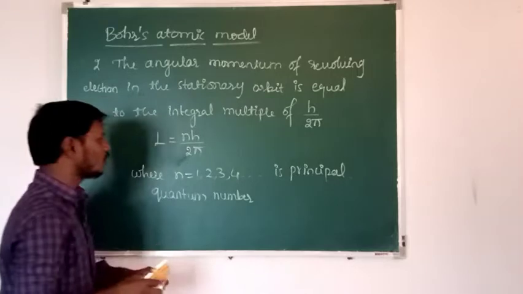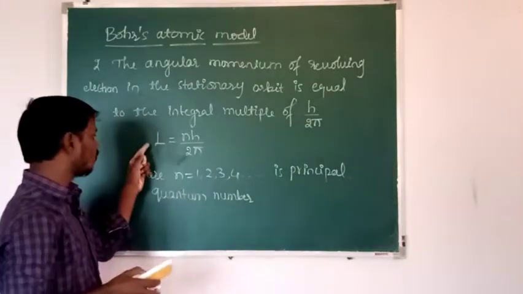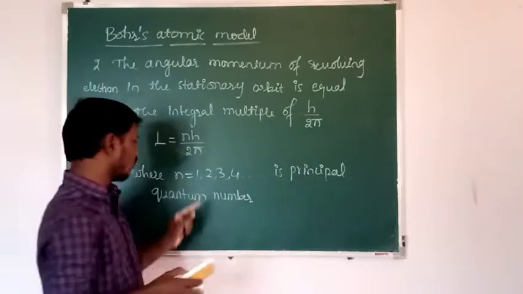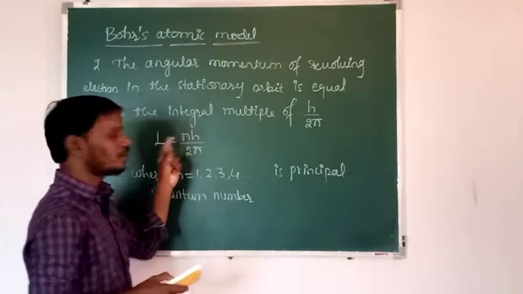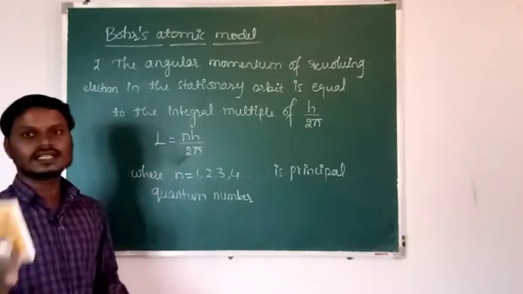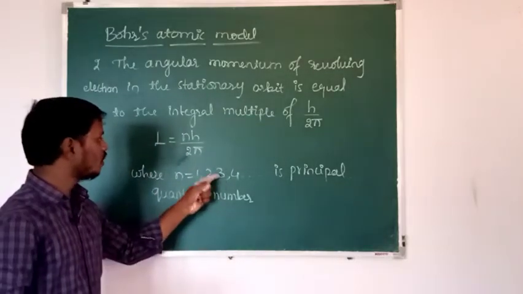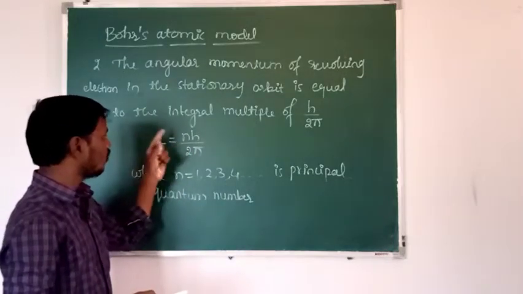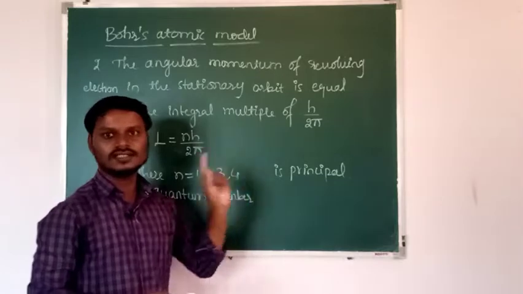So if we put n as 1, then we determine the angular momentum of the revolving electron in the first orbit. If we put n is equal to 2, then we find the angular momentum of the revolving electron in the second orbit. If we put n is equal to 3, then we find the angular momentum of the revolving electron in the third orbit, and so on.